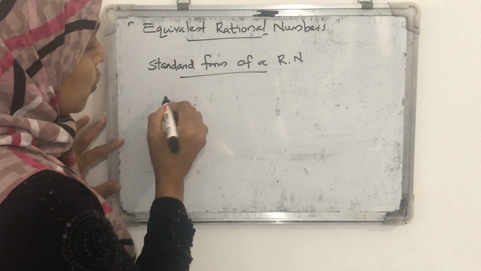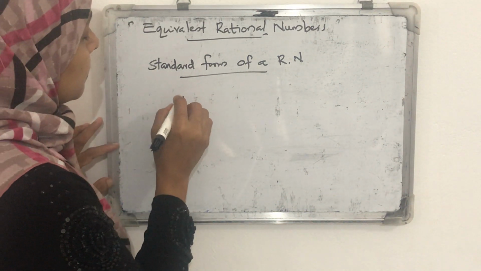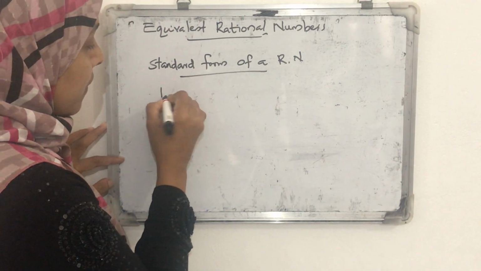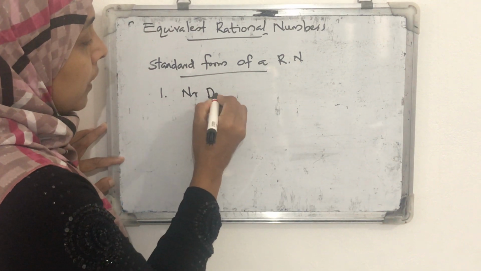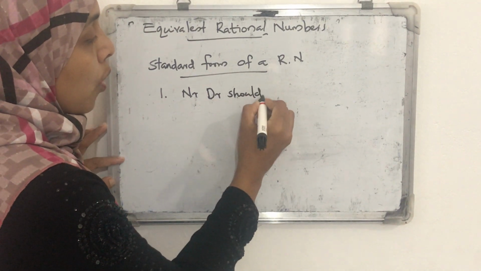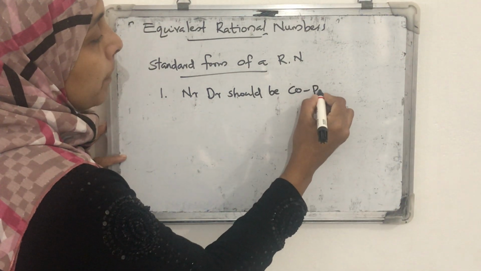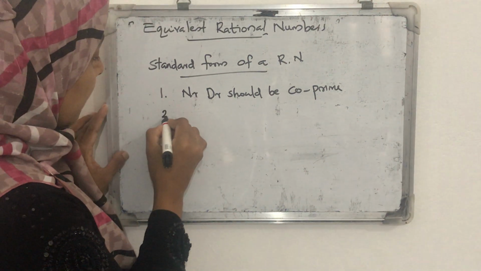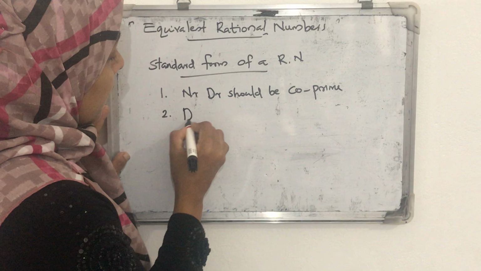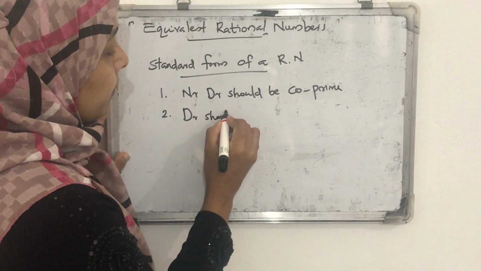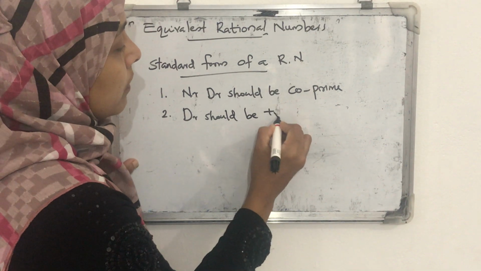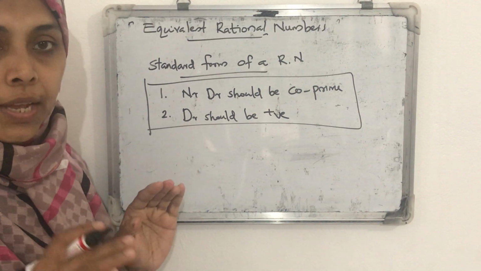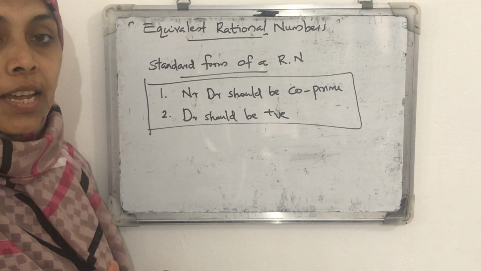The important step is this. For the standard form of a rational number, first we check that numerator and denominator should be co-prime. Co-prime means that two numbers have no common factors other than 1. Second thing we check, the denominator should be positive. These two things we want. If a given rational number satisfies them, then we can call it standard form.